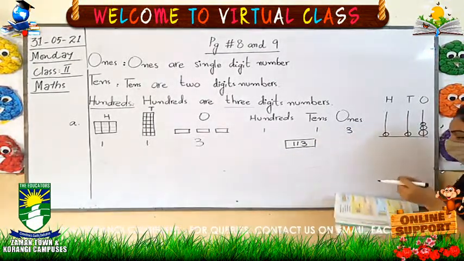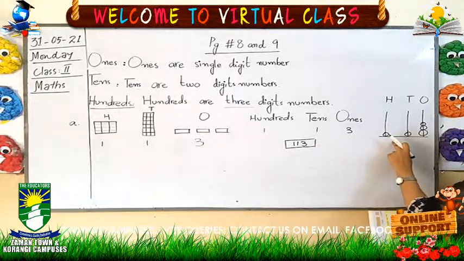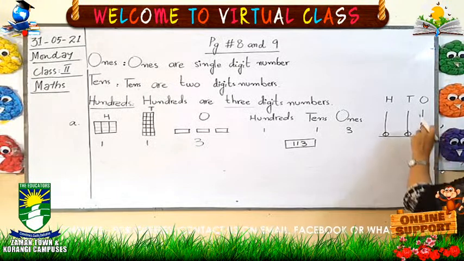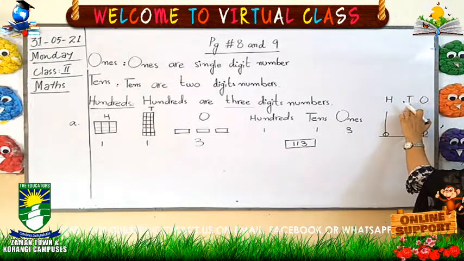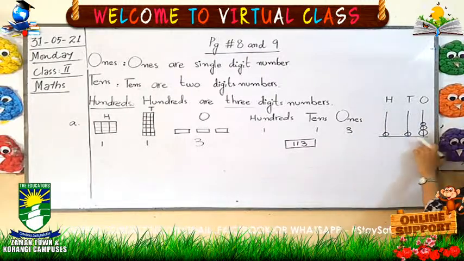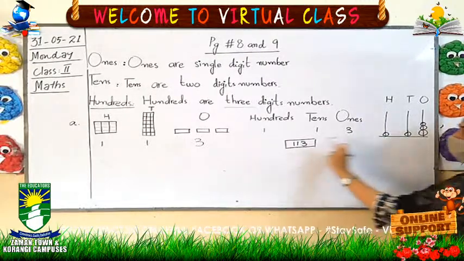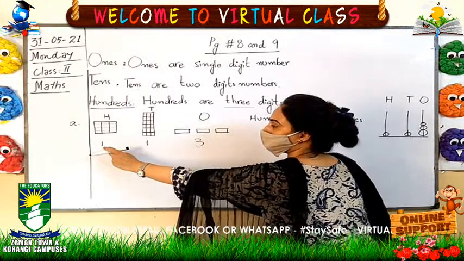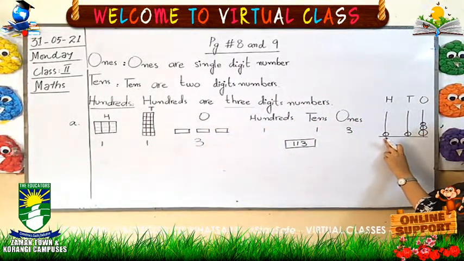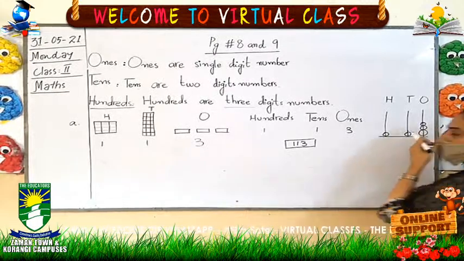Now these beads, draw them onto the abacus. This is ones, this is tens, and this is hundreds. Now draw the beads. How many hundreds are there? One. So draw one bead.